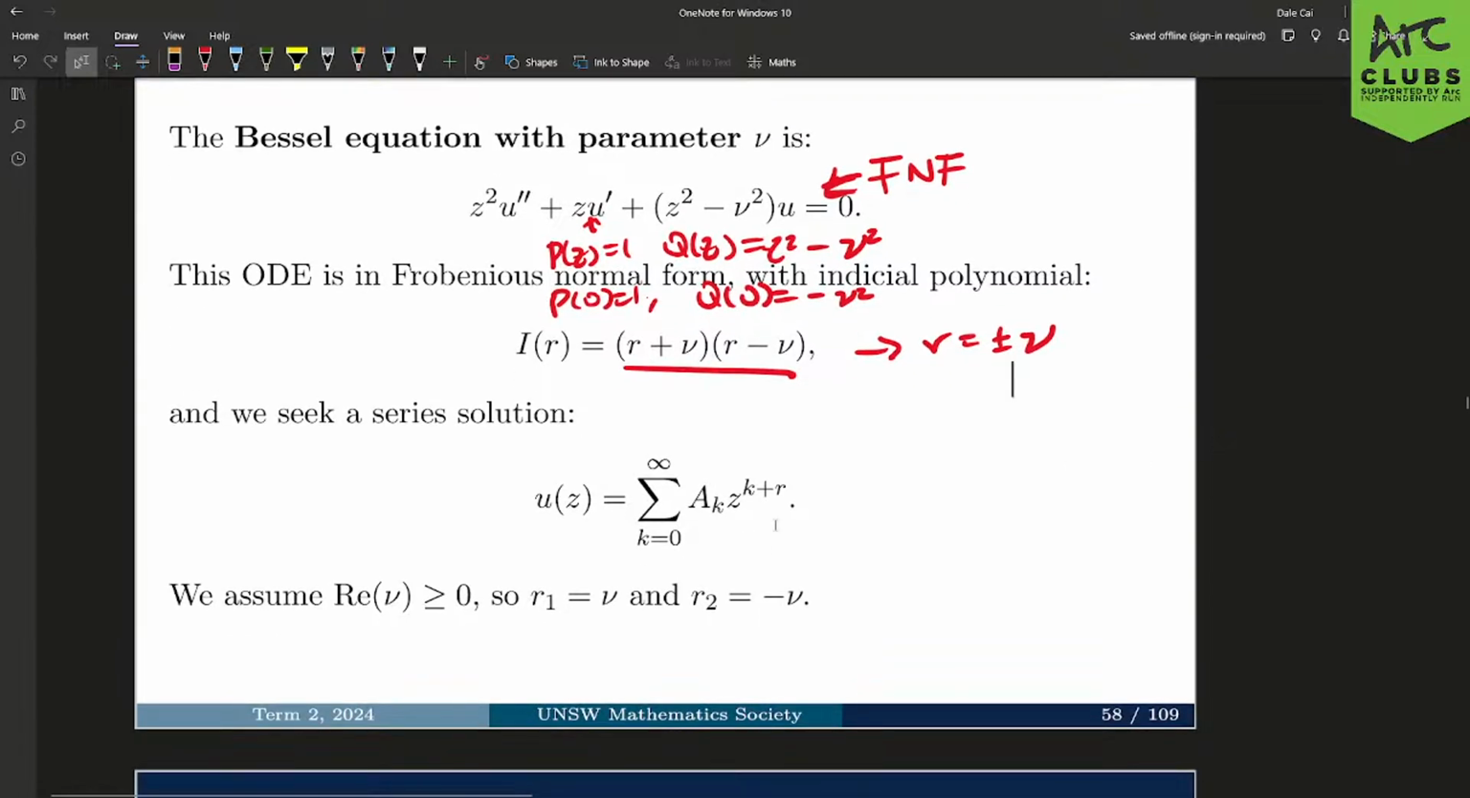That means we want a solution of the form z to the r times the sum of a_k z to the k, which they write as this.